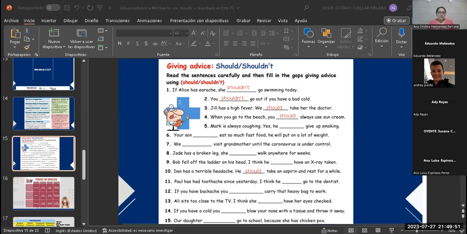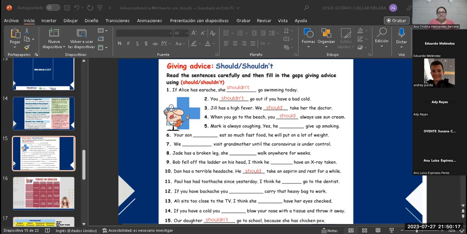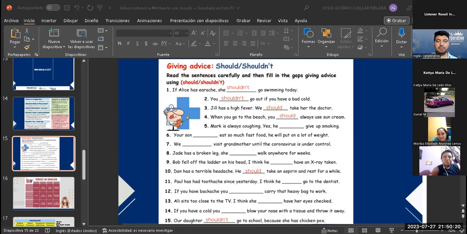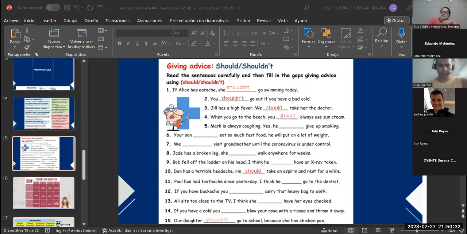Okay, number 15. Our daughter shouldn't go to school because she has chicken pox. That's practically what we should do. If our kids are not well, they shouldn't go to school. Yeah, definitely, they all get contaminated. And not only because of chicken pox, but some other sicknesses. Yeah, that's terrible. Especially if they are very young kids. Okay, we go with Luisa and then John.